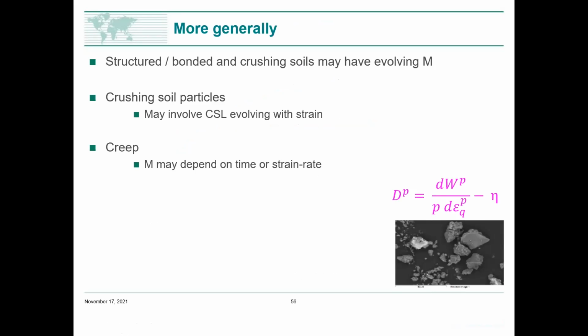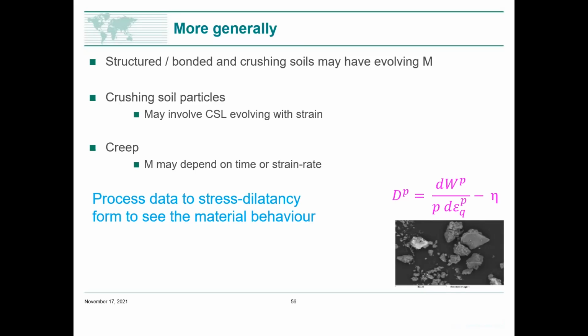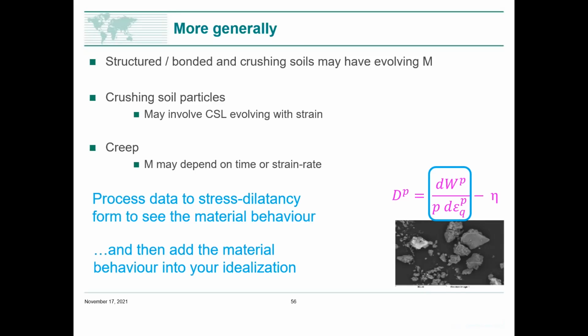And we may also want to introduce creep. I know Brumadinho, they've made a big fuss about creep. So we may want to make M depend on time or the strain rate. But fundamentally, what we need to do is not question how critical state theory does it. You've actually got to start saying, well, what is my soil doing? So you've got to process data to stress-dilatancy form to see your material behavior. And then you can add that material behavior into your characterization.